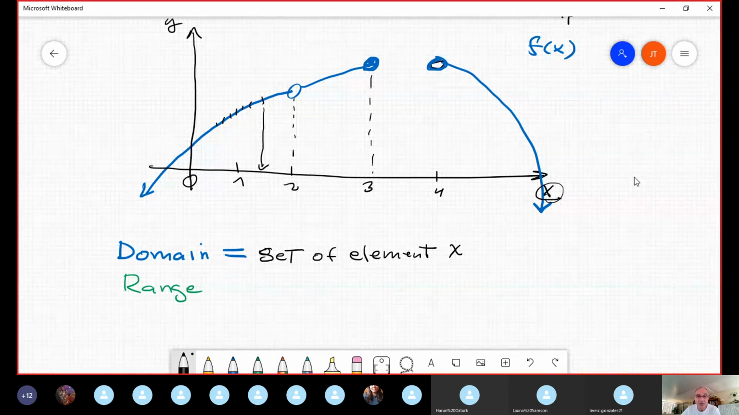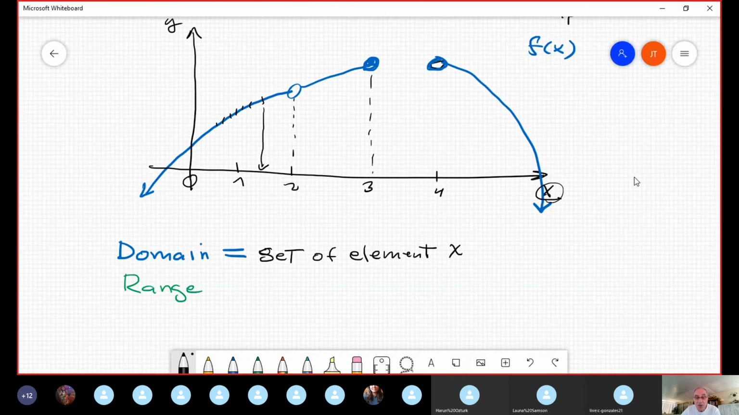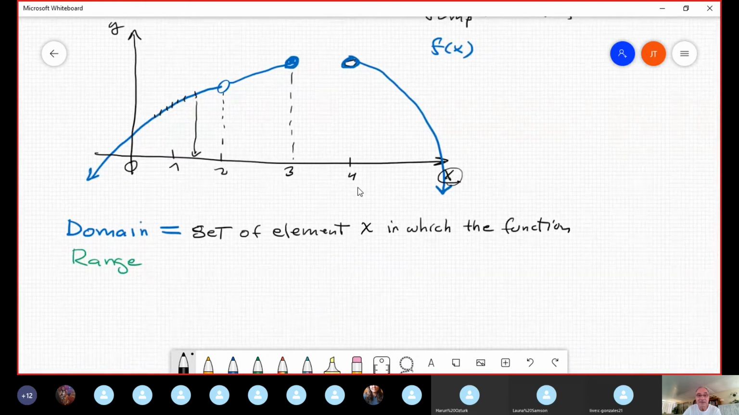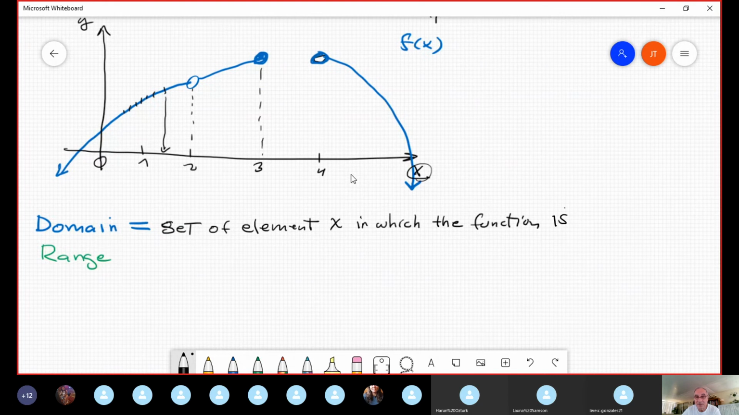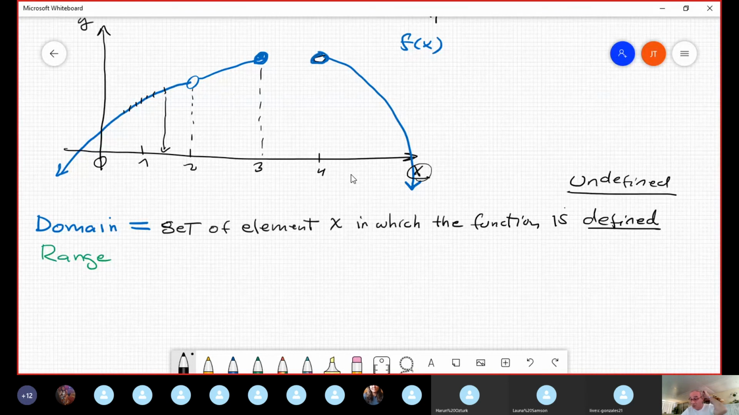It is the set of elements x in which the function is defined. Defined, not undefined. Undefined is a bad guy. Undefined is no good. Okay, so in conclusion, the assumption that we are always making is that the domain is all real numbers.